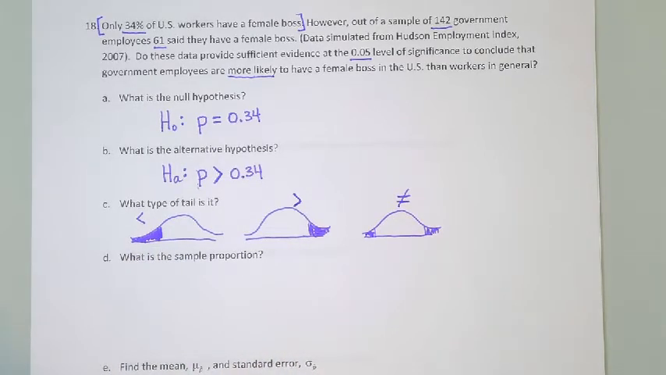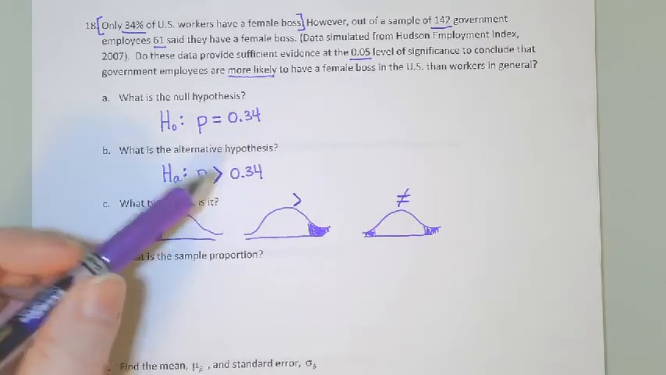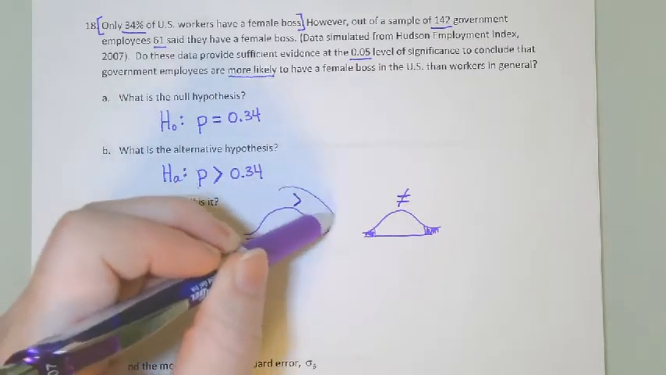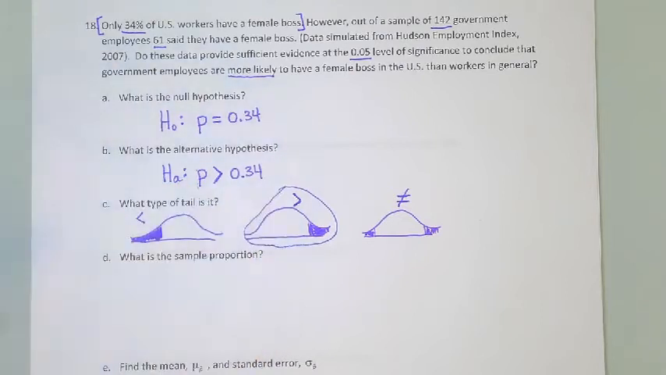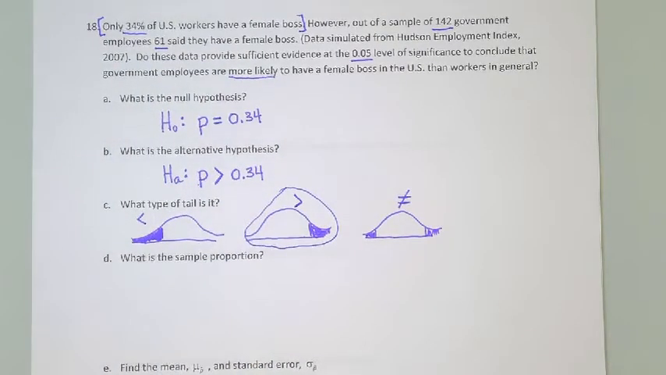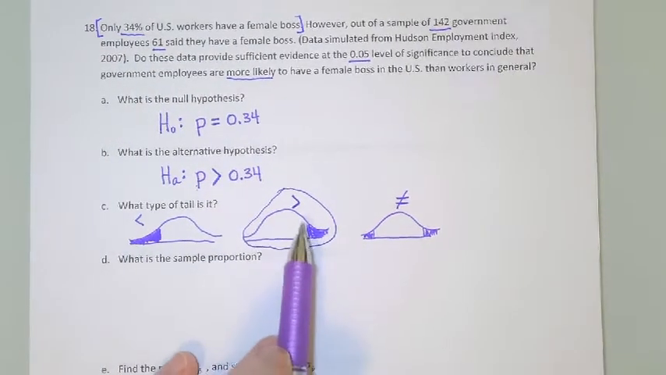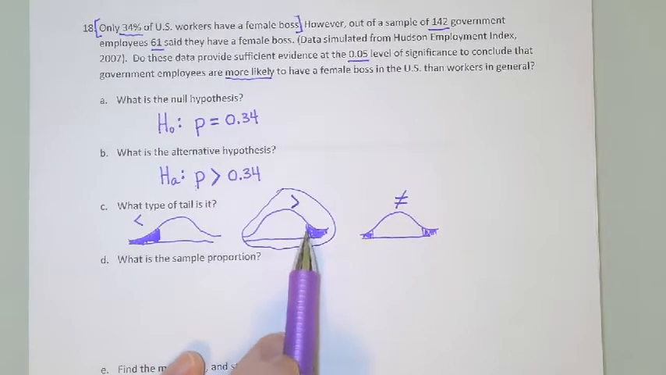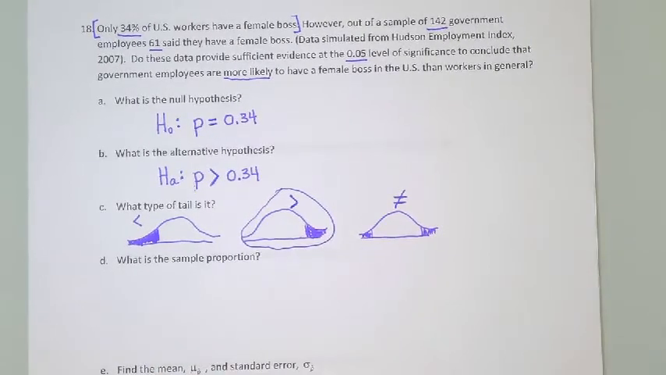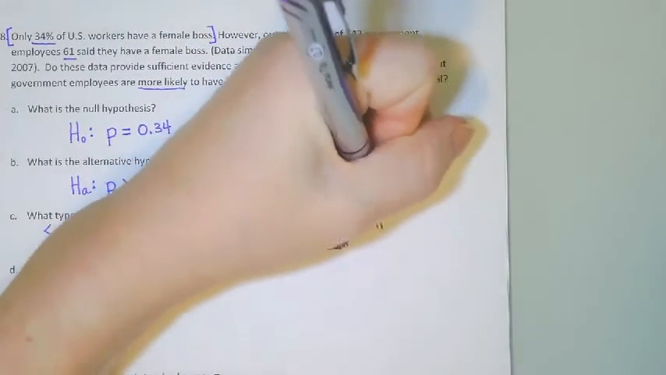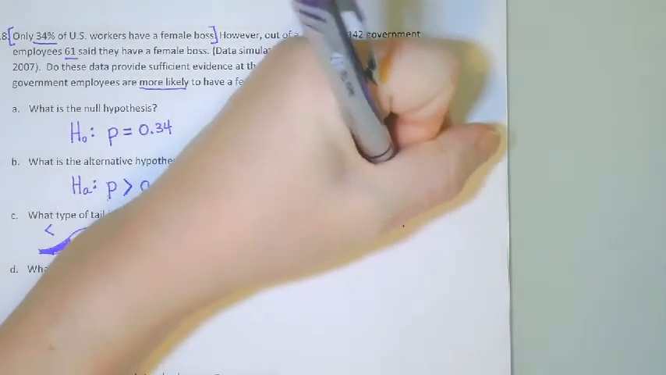So in this case, we have a greater than sign. So this is sort of how our distribution would look. And the type of tail that is, since we have the right side shaded, or that's the side of the distribution we're interested in, it would be a right-tailed test.